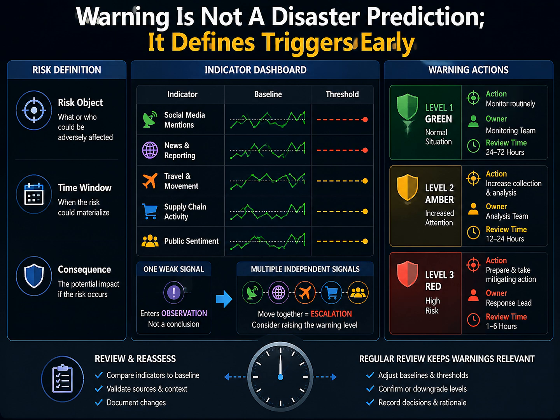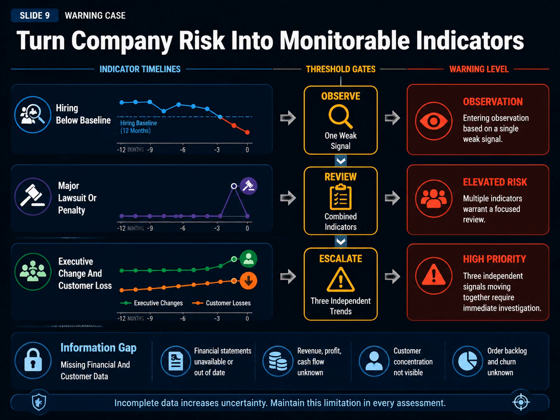Amber may mean additional verification. Red may mean escalation to legal and business teams. A colored dashboard with no action behind it is decoration, not a warning product. Once company risk is translated into indicators, the team knows what to watch.